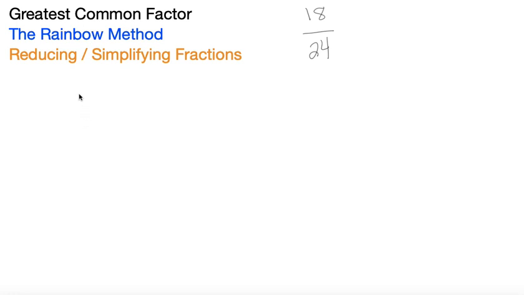Welcome back. Today we are working on the greatest common factor. We do this so that we can reduce or simplify fractions. These two words mean the same thing. The favorite method I like to use is called the rainbow method.